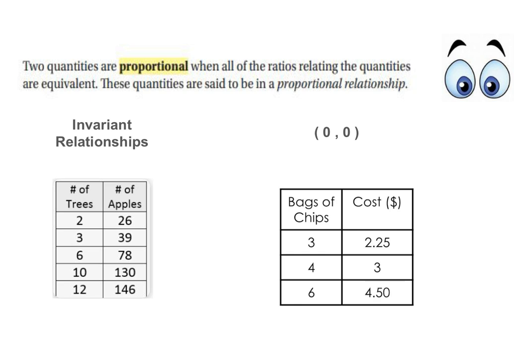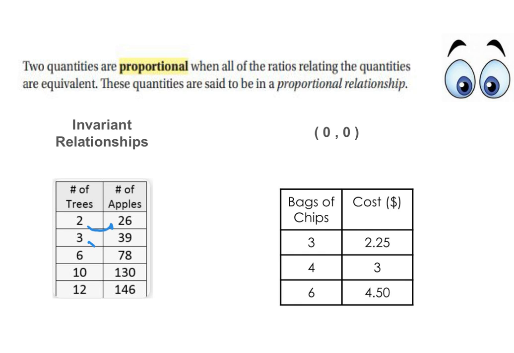Two quantities are proportional when all of the ratios relating the quantities are equivalent. These quantities are said to be in a proportional relationship. So here's what that means. First of all, an extra vocabulary word is invariant relationship. An invariant relationship is the relationship inside the table between the two numbers.